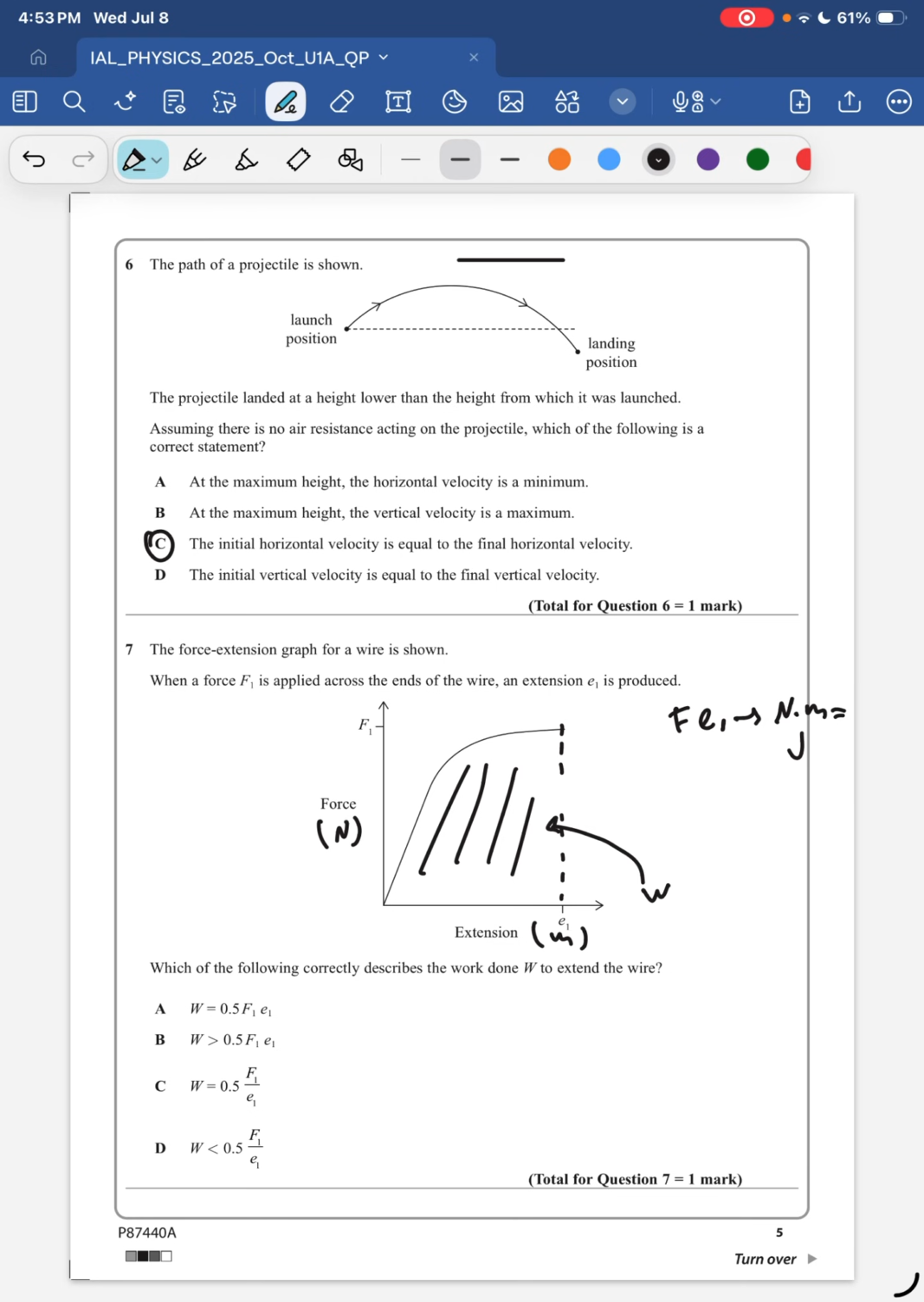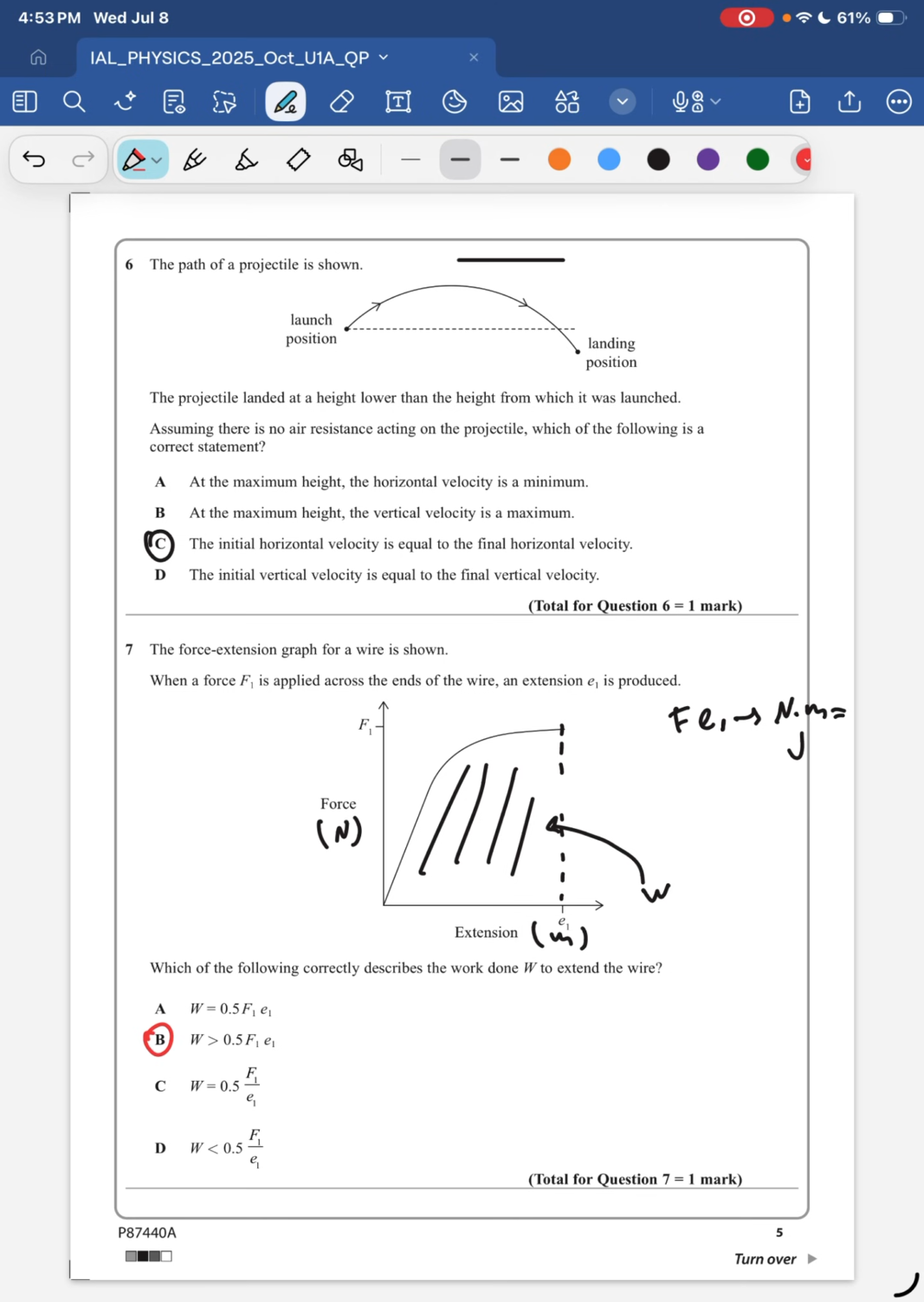So what is that area though? A is not correct because that's the area of a triangle. What A is saying is that this is the area. A would have been correct if the graph looked like this red line that I drew now. That would be a triangular area, but it's not. B says that the area is larger than that triangular area I just mentioned, and that's correct.